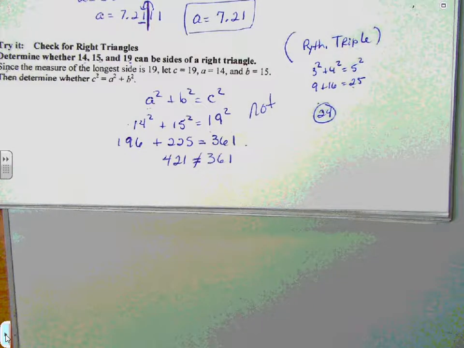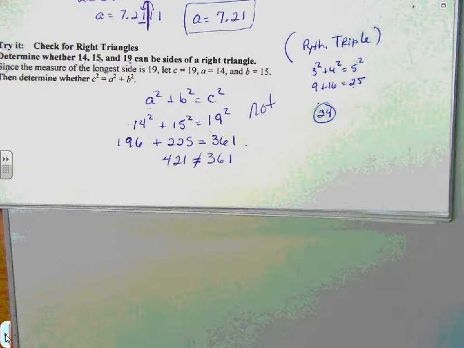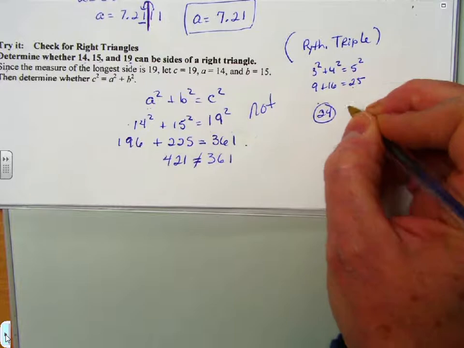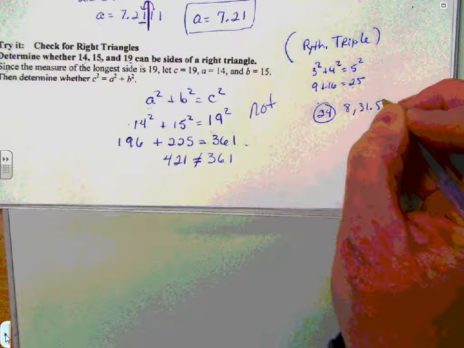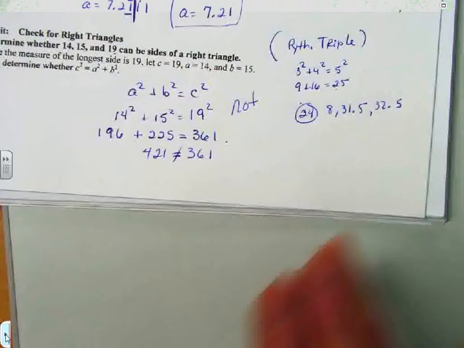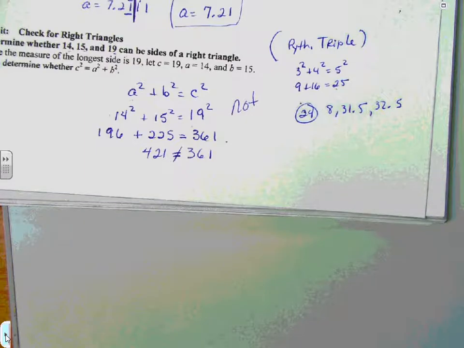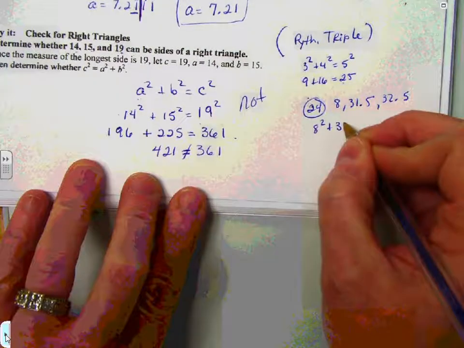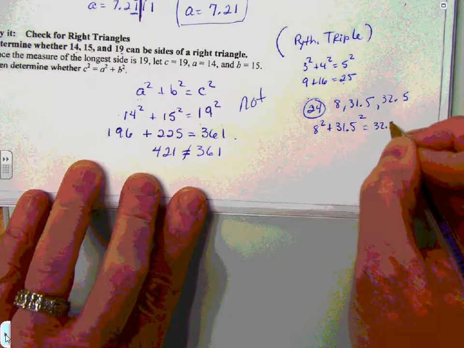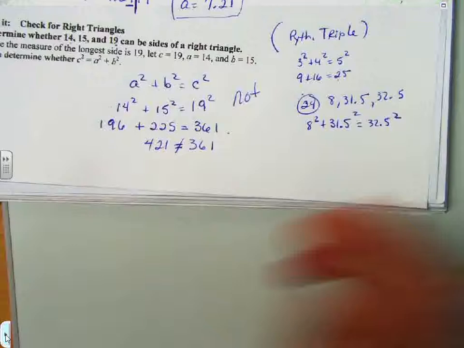But this is a good example of one that it is a right triangle, but it will not be a Pythagorean triple, okay? The numbers are 8, 31.5, and 32.5. All right, so if we're going to check to see if this is a right triangle, what would we do? What's the C value going to be? The 32.5. So that means 8 squared plus 31.5 squared has to equal 32.5 squared. So let's check it out and see if it turns out to be good.